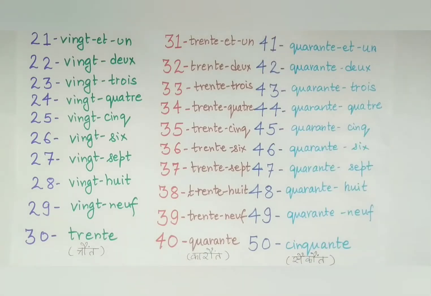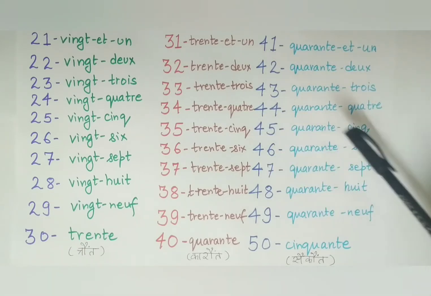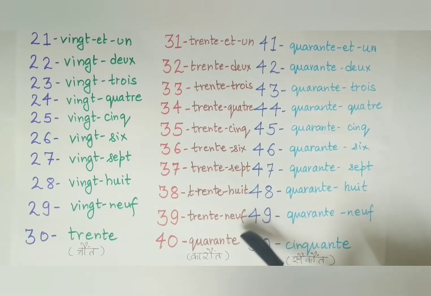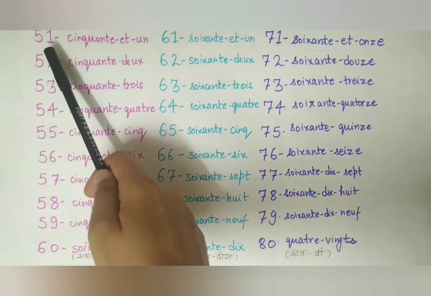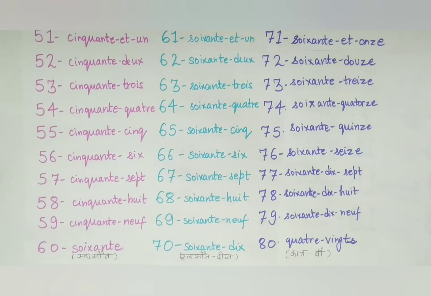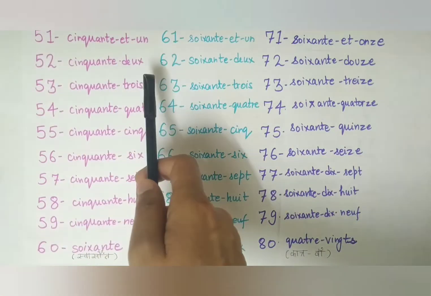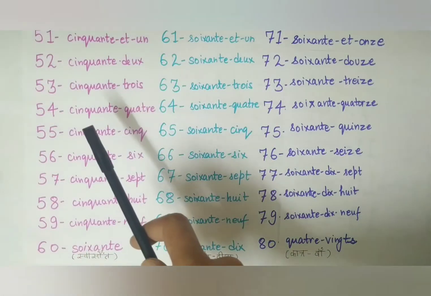41 again, we know 40 is quarante, 1 is un, and we'll add et in the middle, so 41 is quarante et un. 42, then we have 43, 44, 45, 46, 47, 48, 49, and the new number name for 50 we have cinquante. So now we have the number 51, and we know 50 is cinquante in French, 1 is un, and we add et in the middle, so this becomes cinquante et un. Then we have 52, 53, and similarly the same pattern is followed here also.